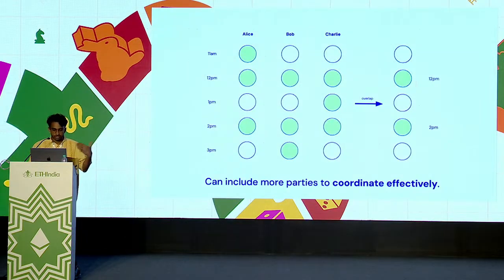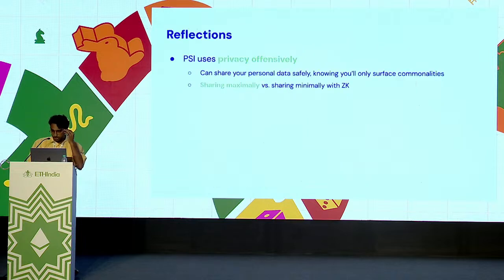And yeah, you never need to share your calendar with someone else completely. One nice thing about private set intersection, or PSI, is that it uses privacy offensively. ZK as a tool, for example, is focused on selective disclosure. It's literally focused on revealing the minimum amount of information you can. And so even though it's privacy preserving, it's not very good for connecting with people because you're really actually trying to hide parts about yourself.